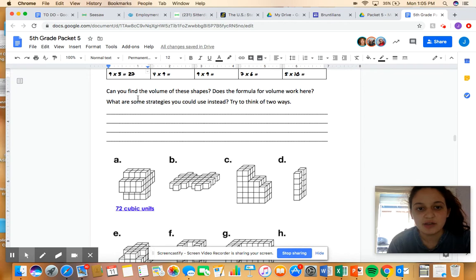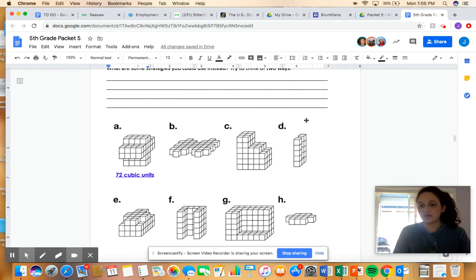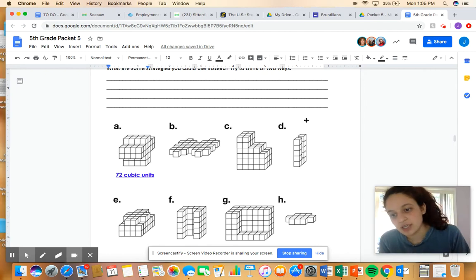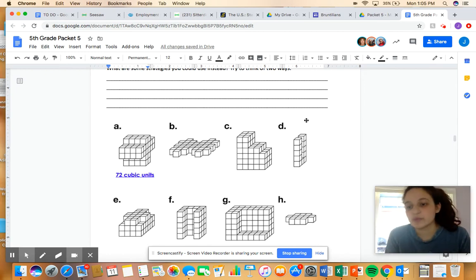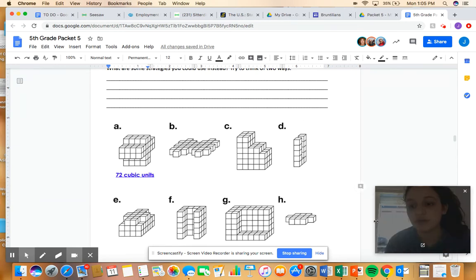So it says, can you find the volume of these shapes? Does the formula for volume work here? What are some strategies you could use instead? Try to think of 2 ways. Well, the formula for finding volume is either base times height or length times width times height, which is the same thing because the base is length times width. So I just like to remember length times width times height as volume, the formula for volume.